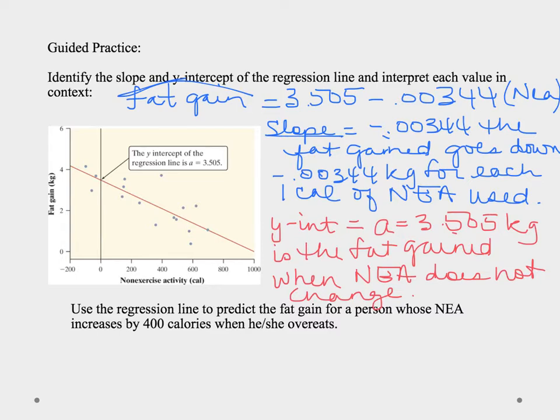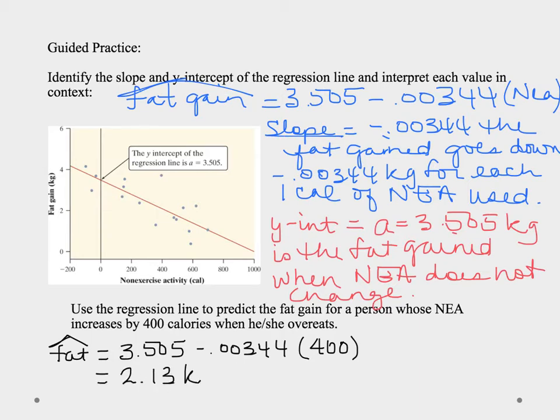So now they want us to use a regression line to predict the fat gain for a person whose NEA increases by 400 calories when he or she overeats. Well, fat gain equals 3.505 minus the slope of 0.00344 times 400. And what we get is 2.13 kilograms. So a person who increases their NEA by 400 calories when he or she overeats will gain 2.13 kilograms of weight.